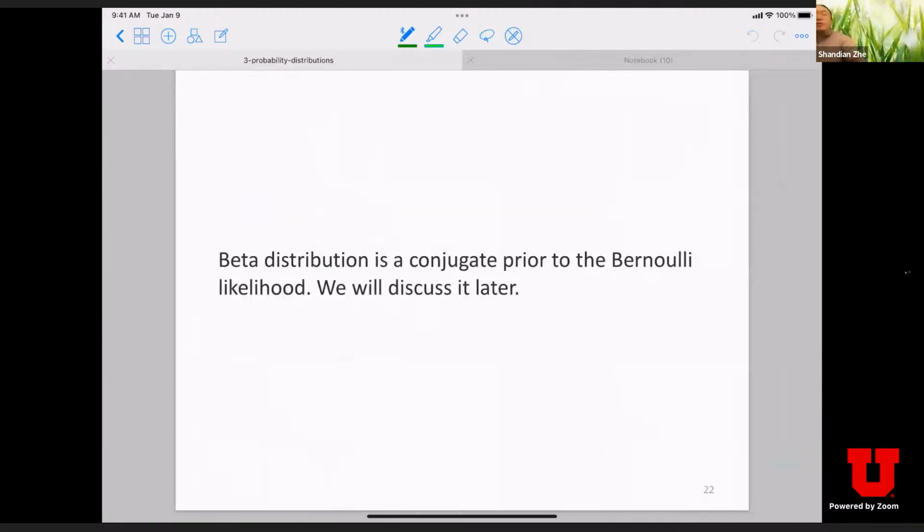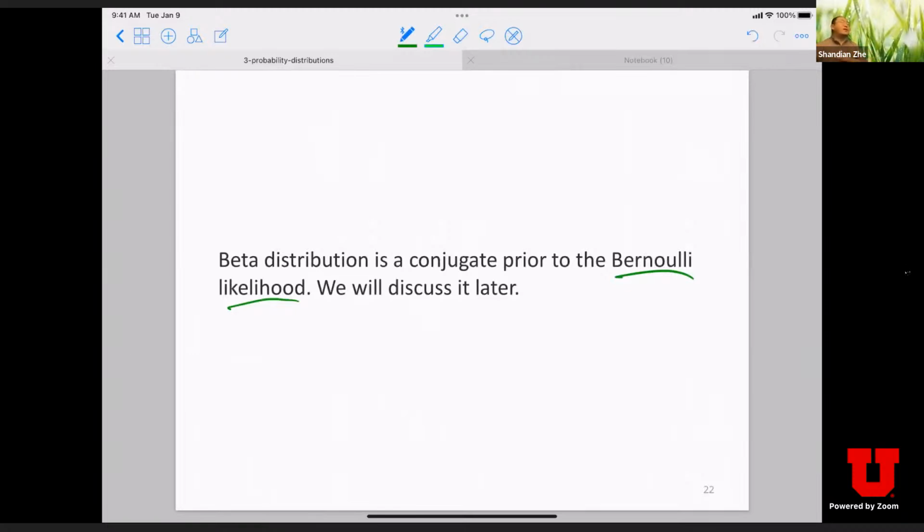So why do we use the beta distribution? The beta distribution is the conjugate prior to the Bernoulli likelihood. Later we'll discuss what a conjugate prior is. But basically, if you model your data with a Bernoulli likelihood, and you assign a beta prior distribution over those mu values, then you can directly compute the exact form of the posterior distribution. You don't need any approximation. That is called a conjugate prior, and that's why the beta distribution is popular.